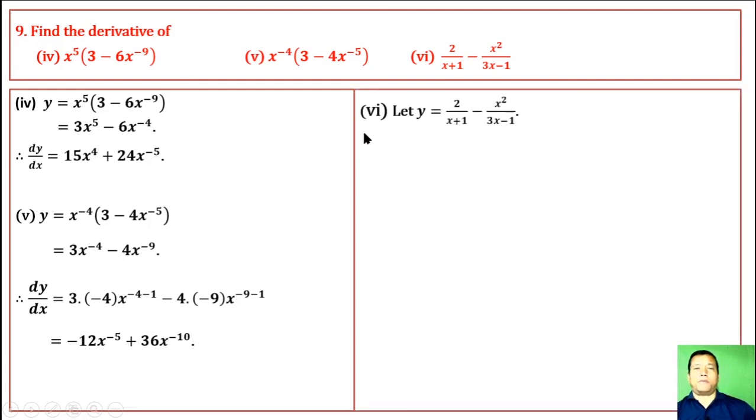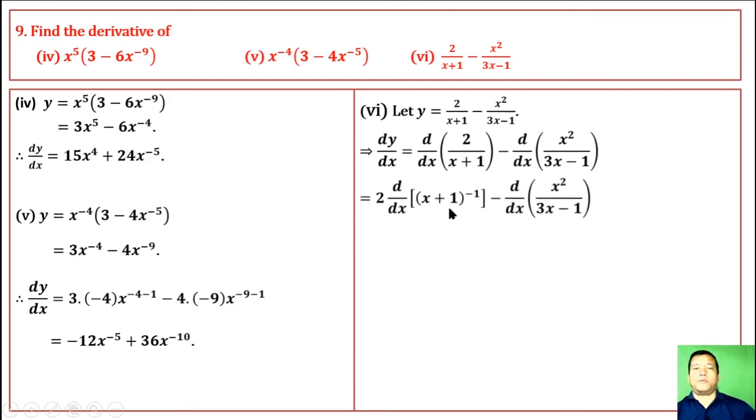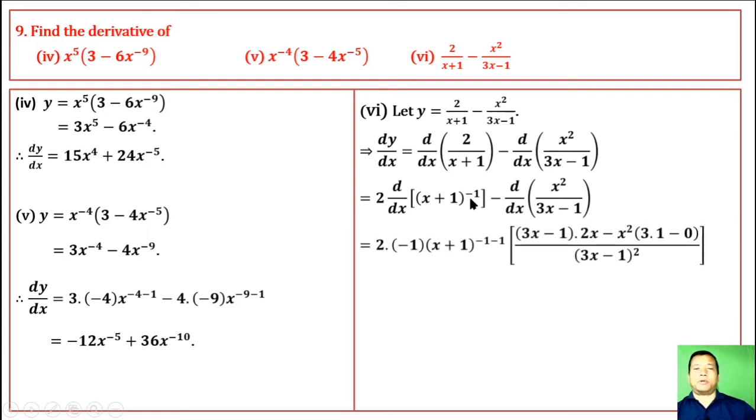Number 6, Roman number 6, let y equal to this. Therefore, dy by dx is dy by dx of 2x plus 1 minus d by dx of x squared by thrice x minus 1, whose derivative is applying power rule, x power plus 1 is exponent of a. d by dx of c is this. Minus, we have to put minus here.